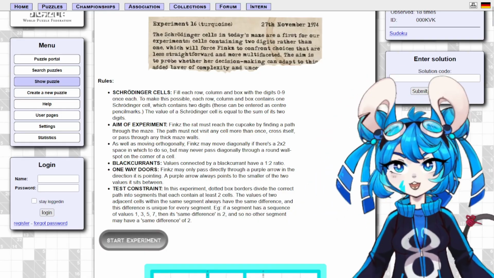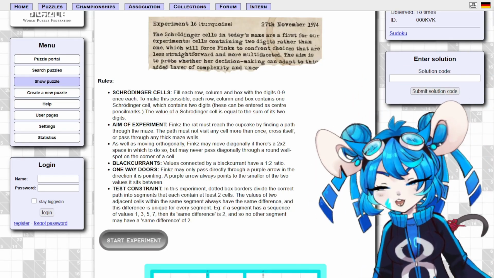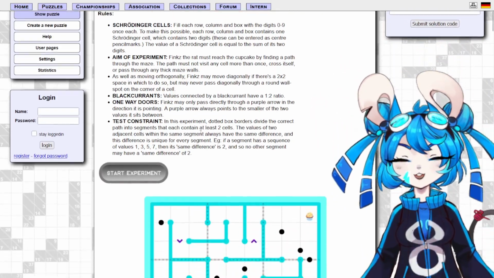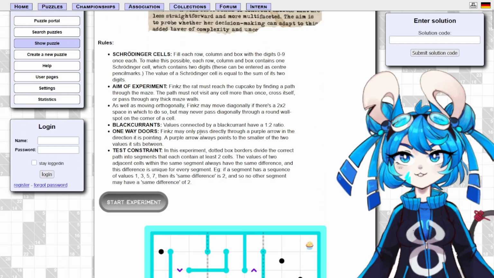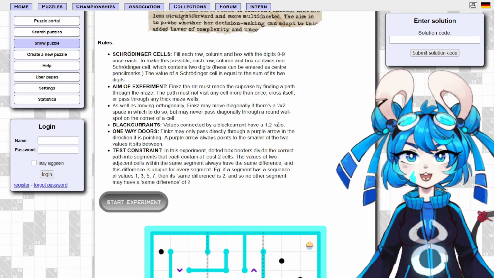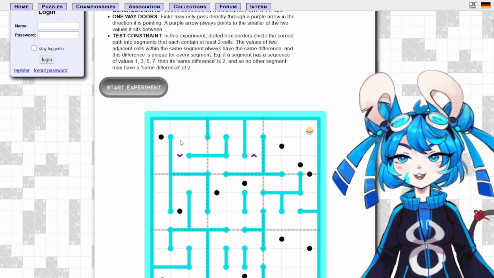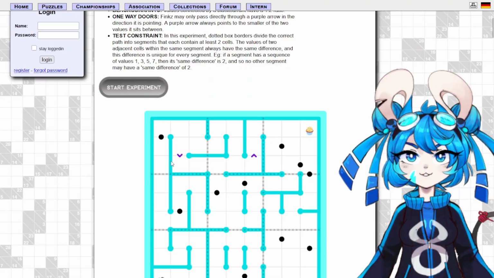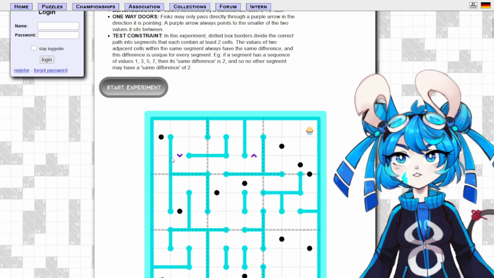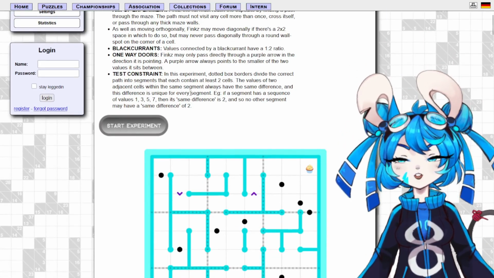I do love cramming too many things into too small a space. So, name of the experiment, we know this, rat to cupcake, diagonal and 2 by 2. Black currents: values connected by a black current have a 1 to 2 ratio. One-way doors: the path can only travel in the direction of the arrow, which also points to the smaller digit. We've seen those before.